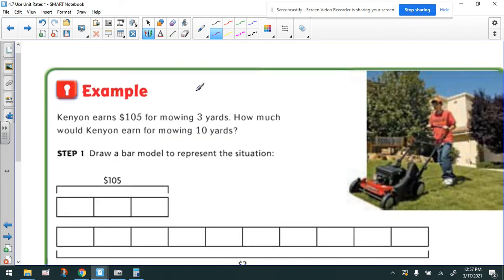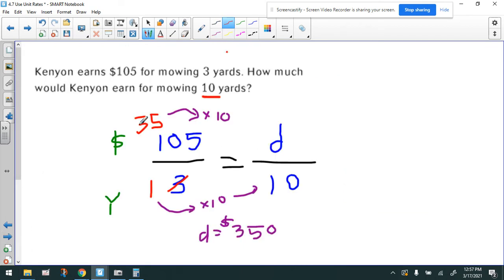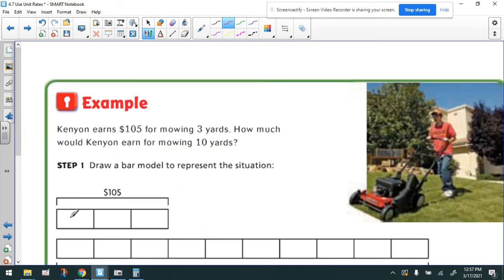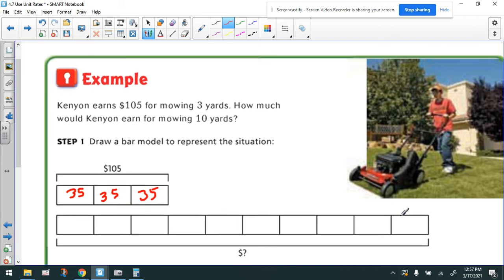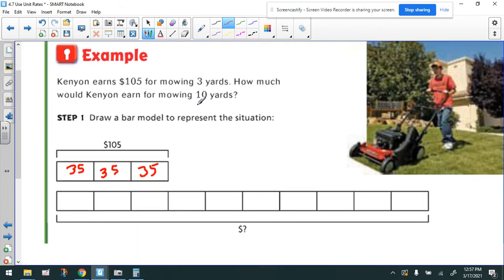All right, so let's go back and look at the same problem using a tape diagram. So same exact problem. If we draw our $105 and our 3 yards, yard number 1, yard number 2, yard number 3, we already know, because we figured it out, that 1 yard would be $35. So let's put that number right here. So if that's 35, this is 35, this would be 35, which means that all of these would each be 35, right? Because they're talking about 10 yards.